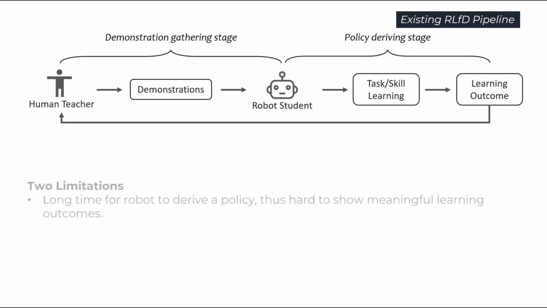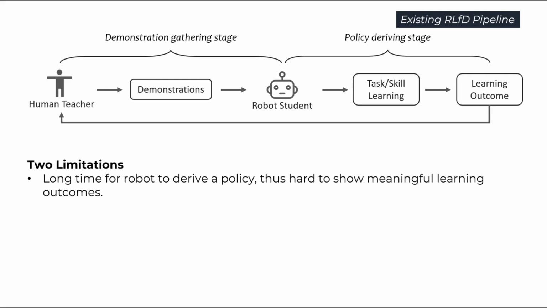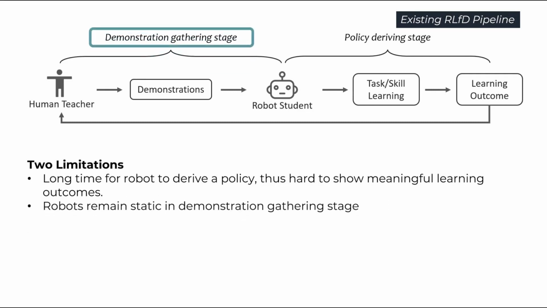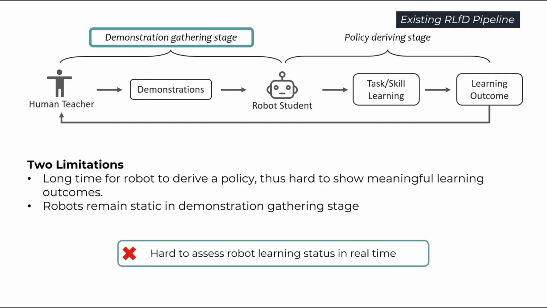However, it usually takes a long time for a robot to derive a rudimentary policy, so it may be hard to show meaningful task outcomes early on. Besides, robots usually remain static in the demonstration gathering stage. These two limitations make it difficult for humans to assess a robot's learning status in real time.